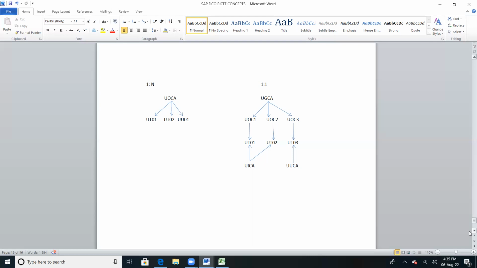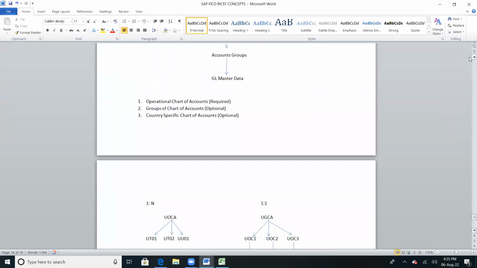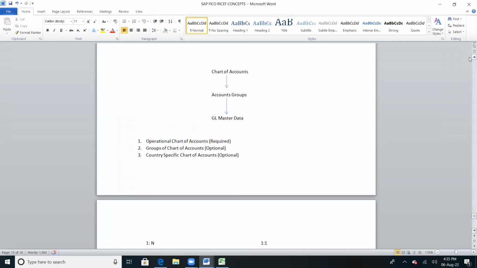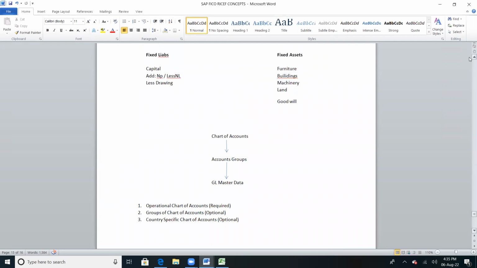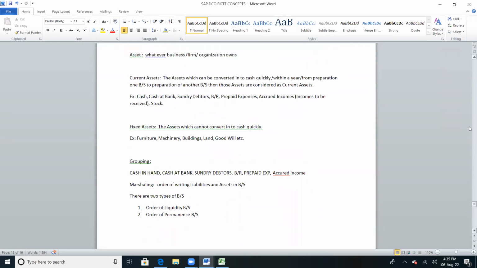Clear, everyone? Okay. What we will do is continue the next part tomorrow. What do you mean by group chart of accounts, and what do you mean by country specific chart of accounts? But before understanding operational chart of accounts, because if I go through this it would be a complete literature part, try to understand what you mean by chart of accounts, and what you mean by the grouping and marshalling concept. Clear?